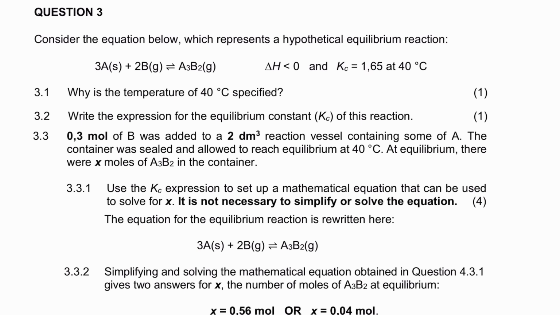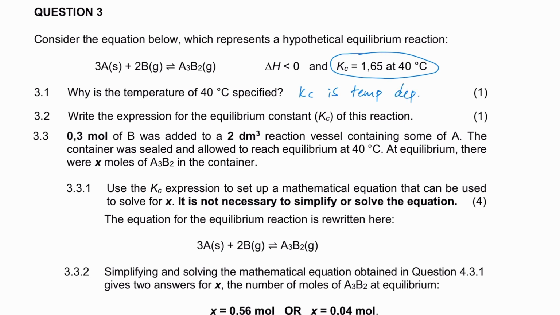Question 3 reads, consider the equation below, which represents a hypothetical equilibrium reaction. Question 3.1, why is the temperature of 40 degrees Celsius specified? So they tell you here, Kc is this value at 40 degrees Celsius. And the reason is because Kc is temperature dependent. If the temperature is changing, then the Kc will also change. As a matter of fact, temperature is the only thing that affects Kc.